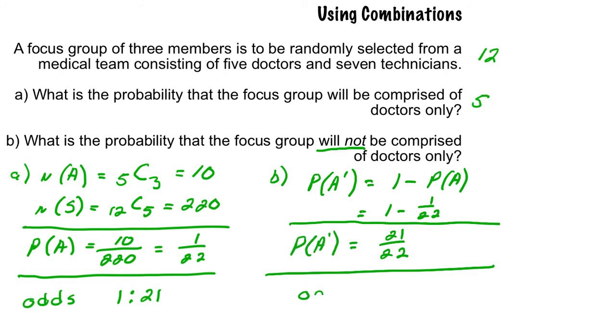Now the odds of that occurring are 21 to 1. So the odds of that occurring are pretty strong.